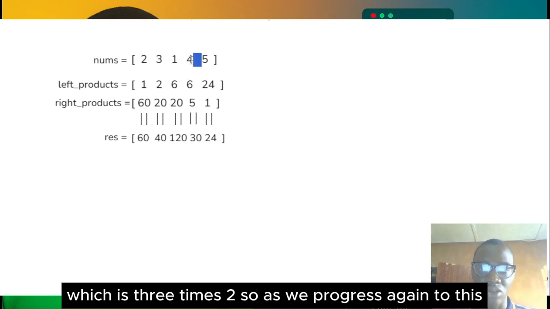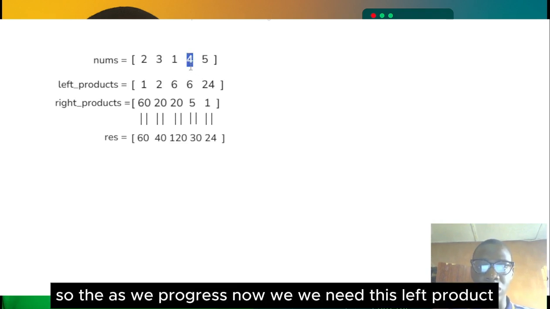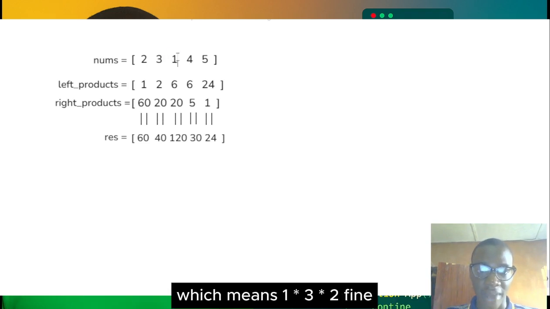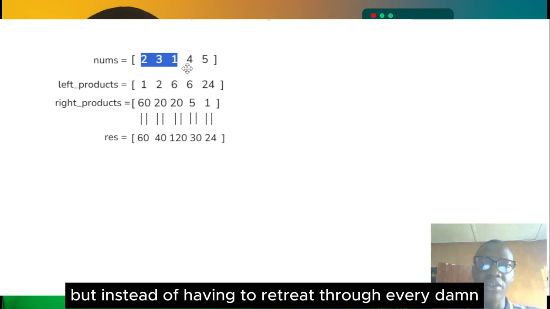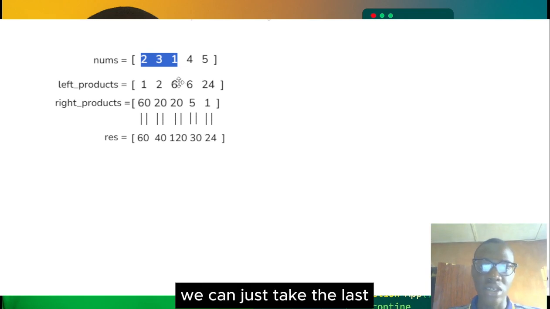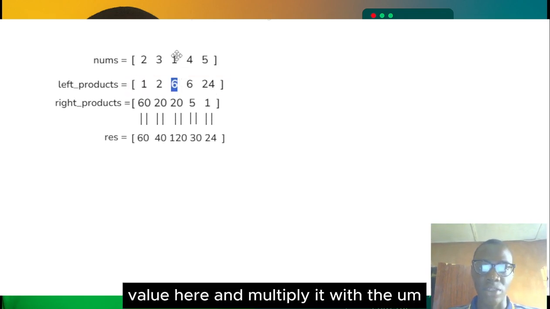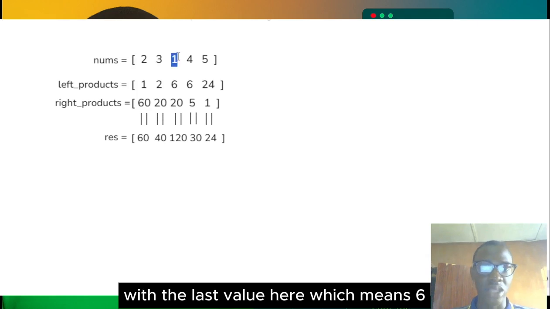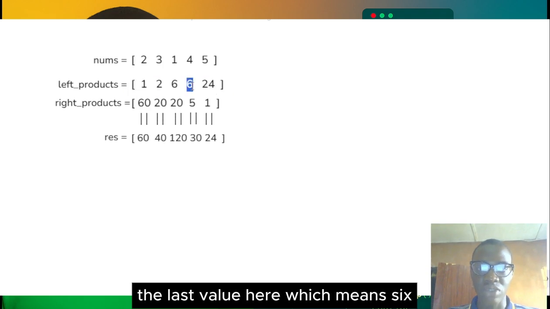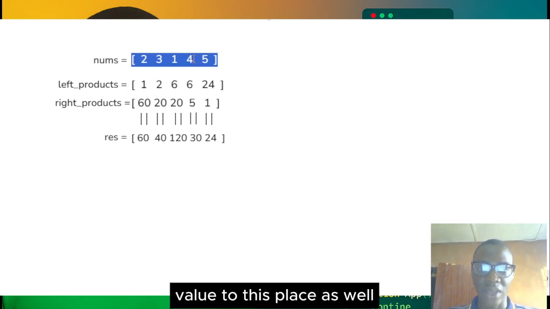As we progress again to this next index, we need this left product. We keep track of the product of the elements to the left of this index 4, which means 1 times 3 times 2, which is 6. But instead of iterating through 1 times 3 times 2 every time, we can just take the last value here and multiply it with the last value here, which gives 6. As we progress also to 5 now, we can just take the last value here, which is 6, and multiply it with the last value to this place as well.